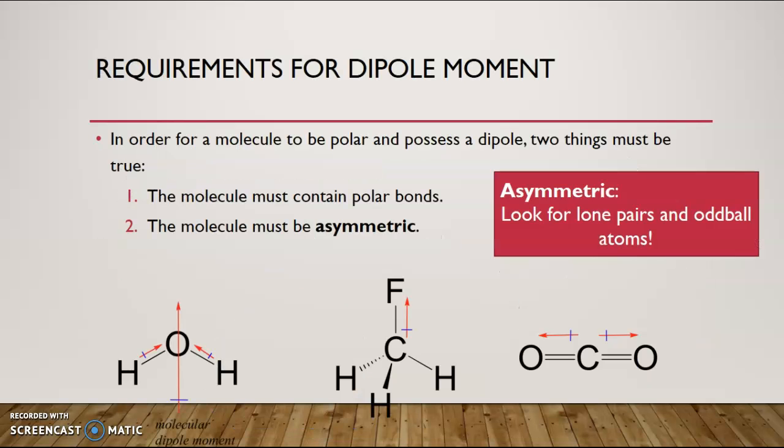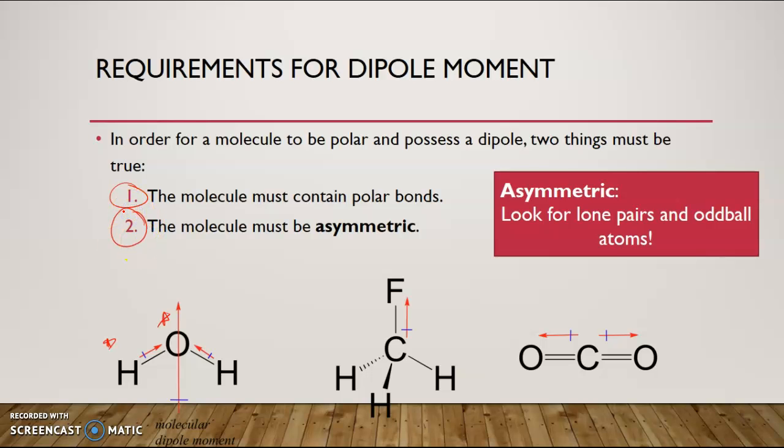So, requirements for what is called a dipole moment. Whenever we have done the electron counts, and then we've done our Lewis structure, and then we've built our VSEPR models, we can then talk about the requirements for a dipole. There are two of them. The first is that a molecule must contain polar bonds. For instance, I have a hydrogen here and an oxygen here. That is a polar bond. The second is that the molecule must be asymmetric.